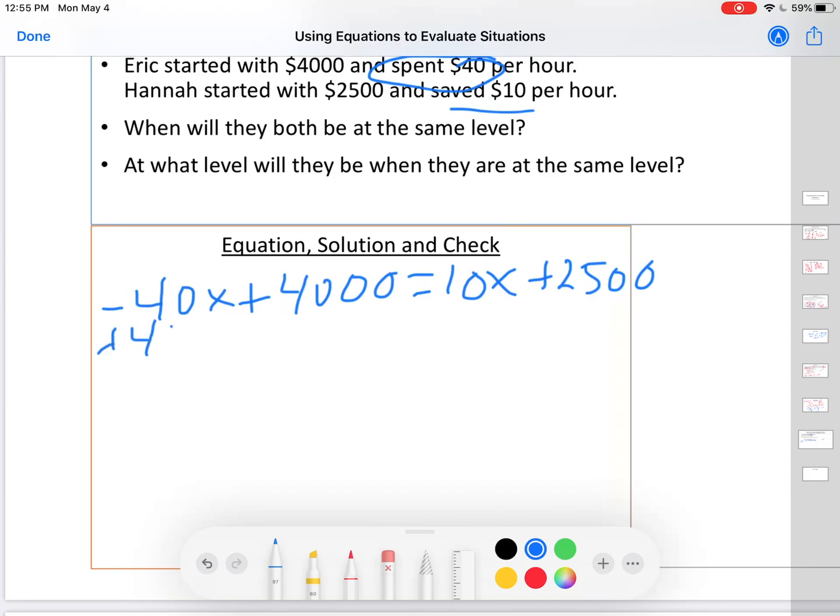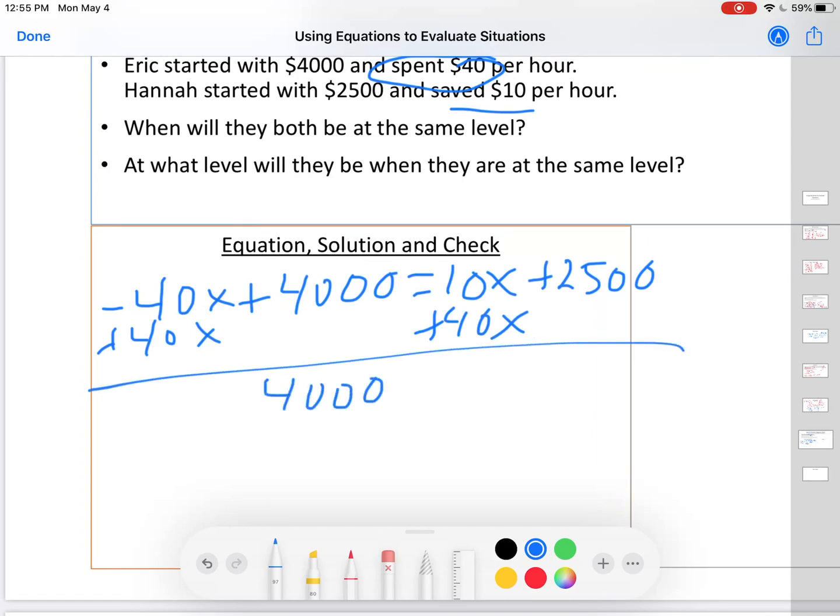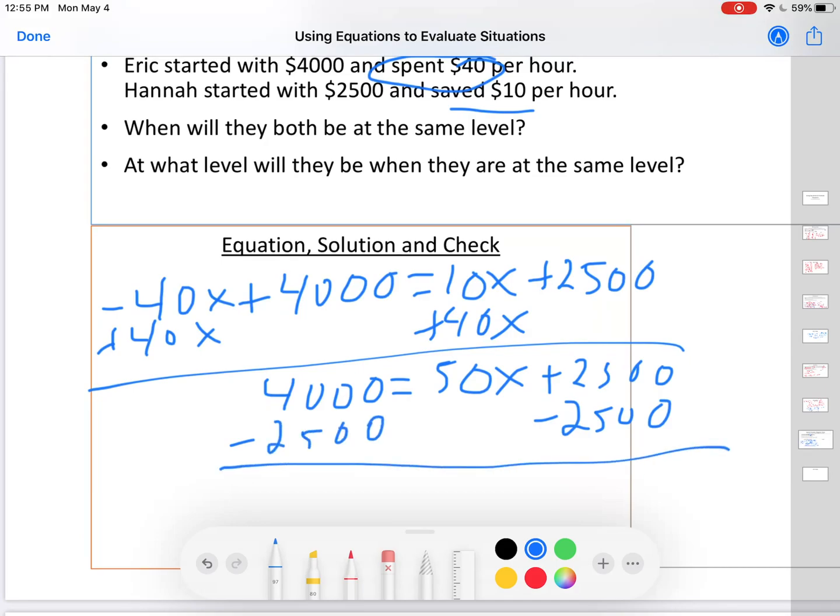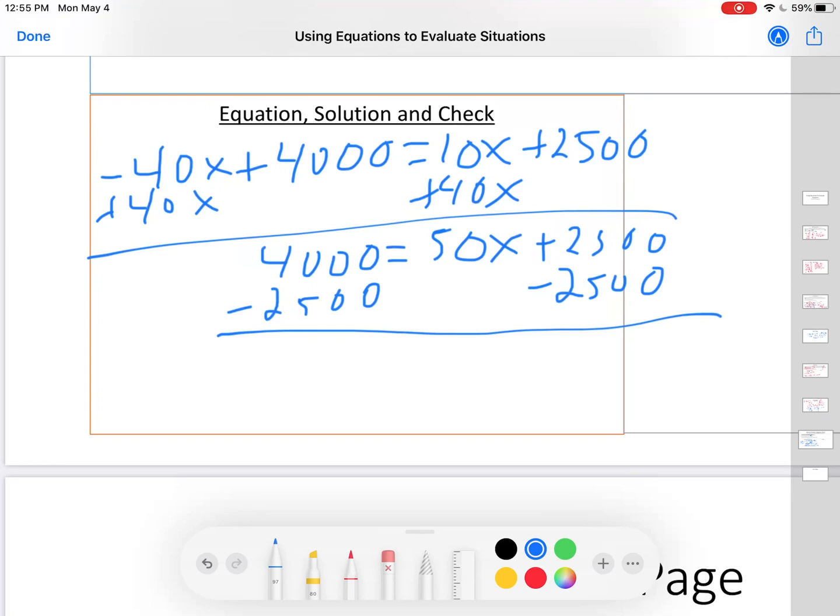Let's solve it. Plus 40x, plus 40x. 4,000 equals 50x plus 2,500. Hey, look, they're getting together by 50 every turn. Minus 2,500, minus 2,500. I know I could have done it in the other order. I did it in this order this time. It doesn't make any difference. And that is 1,500 equals 50x.